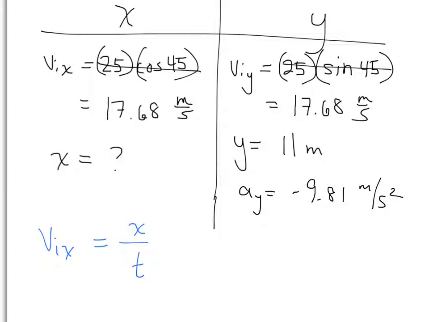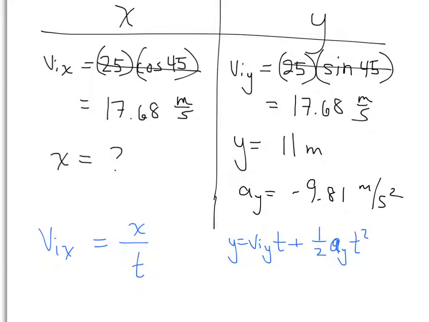So what might we want to do? If we don't know something in the x direction, solve for the time in the y direction. Yeah, let's move on over to the y direction. Time is our linking variable. In the y direction, what equation are we going to use here? y equals VIYT plus 1/2 AYT squared. Good.